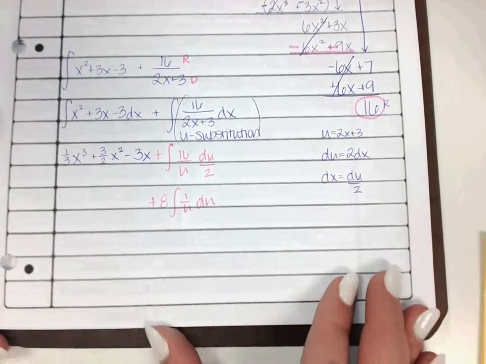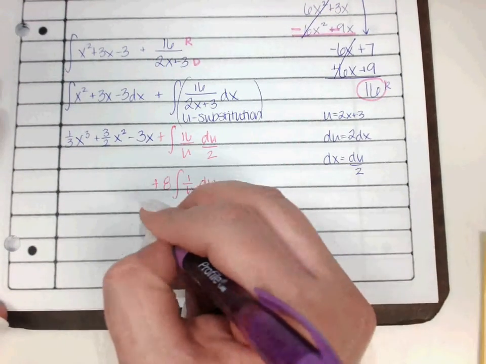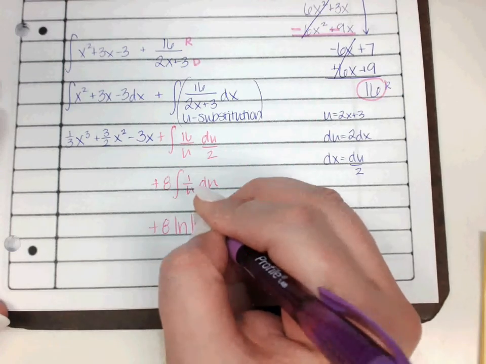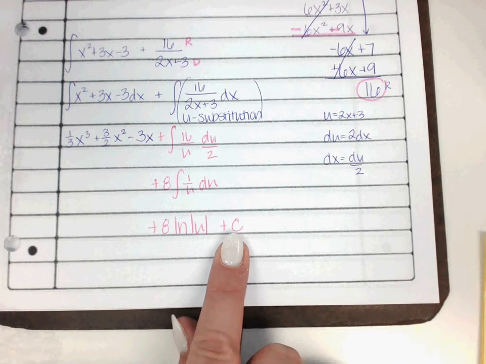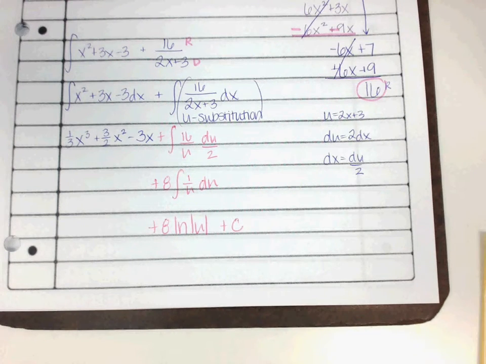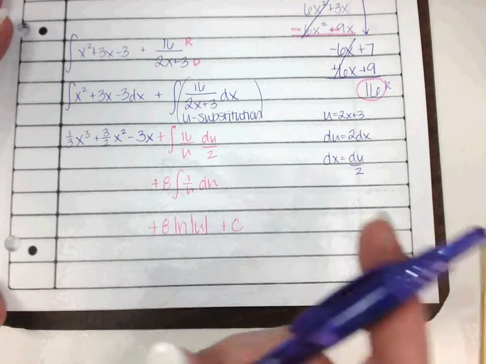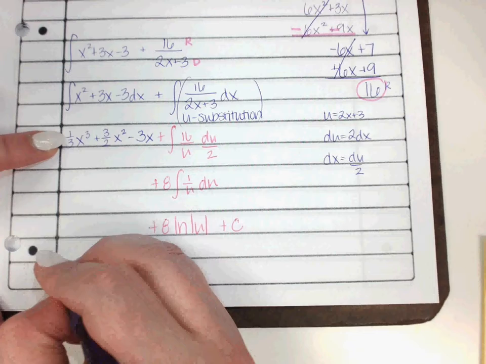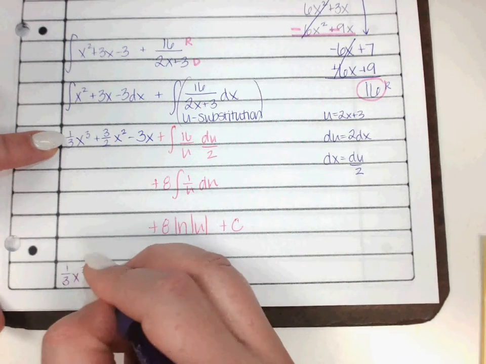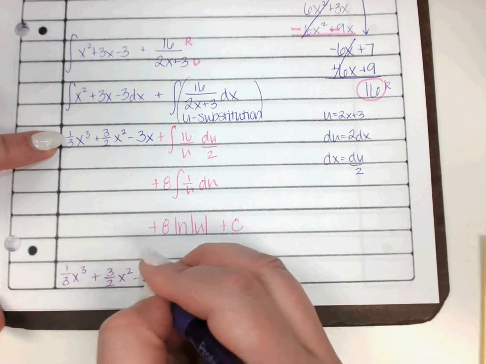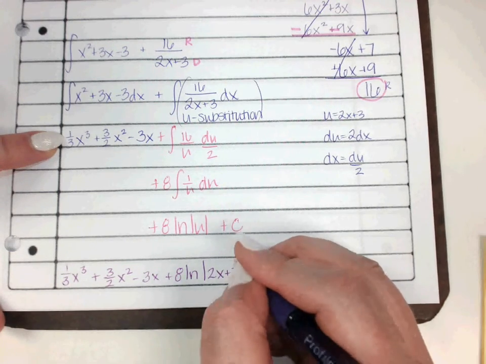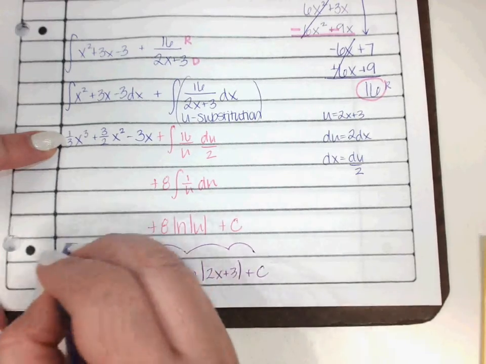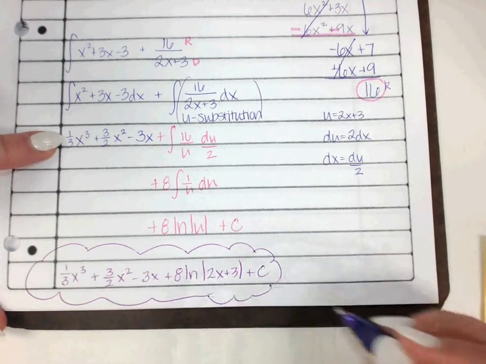What's the integral of 1 over u du? 8 ln u. Technically absolute value bars plus c. Remember, that c represents the constant for both of them. And then I go back to the very end, I write my full solution. So my full solution is 1/3 x cubed plus 3 halves x squared minus 3x plus 8 ln of 2x plus 3, plus c.